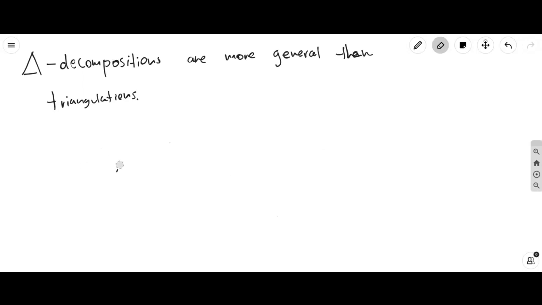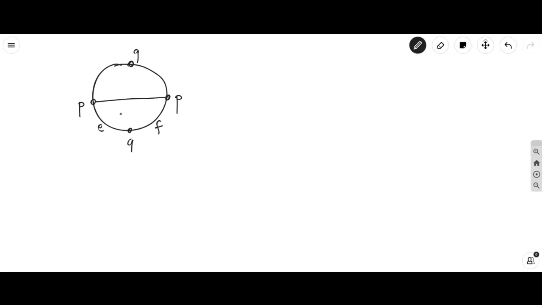Okay, so let me show you a delta decomposition for the projective plane. So here's how you can do it. You take your projective plane. Let's call this P, and P again. Let's call this one Q. Then I'm going to call this E. So this is going to be an edge. We're going to have another edge, let's call it F. And then you're going to have something that goes like this. Let's call it G.